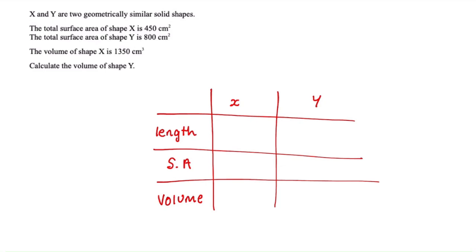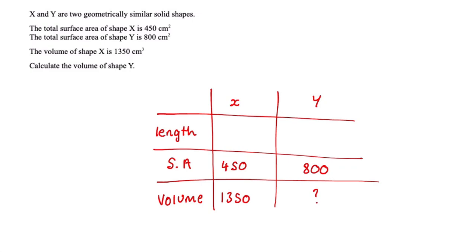Okay, now let's fill in what we have. It says the total surface area of shape X is 450. The total surface area of shape Y is 800. The volume of X is 1350. We need to work out what the volume of Y is. So this is a question mark.